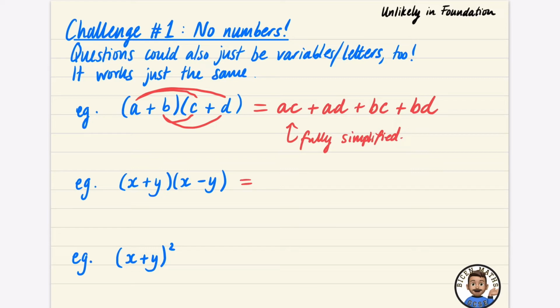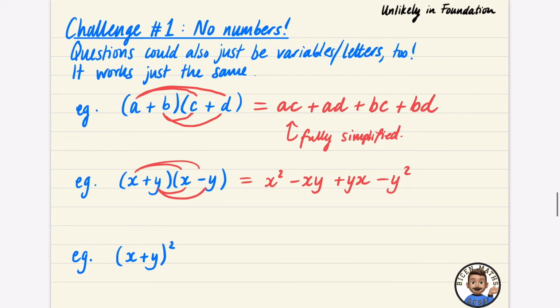Okay, this one we're going to expand here. We have x multiplied by x. X times x is x squared. And x times minus y, that is minus xy. We then have the y multiplied by x. I'm going to write plus yx, but maybe I'll write that in a different way in a second. And then I have y multiplied by minus y, which is minus y squared.